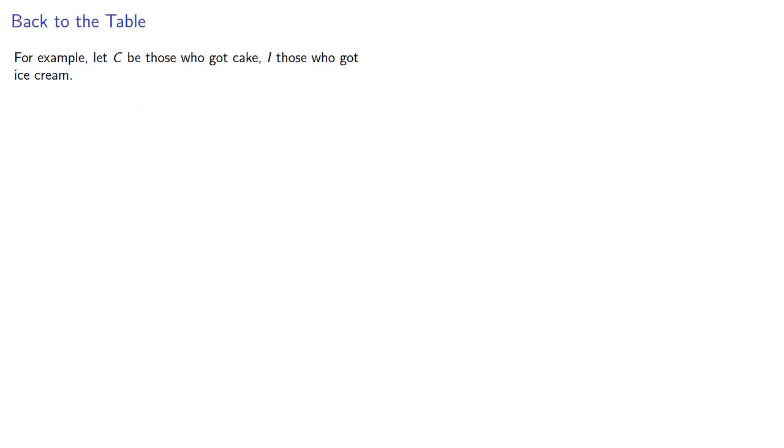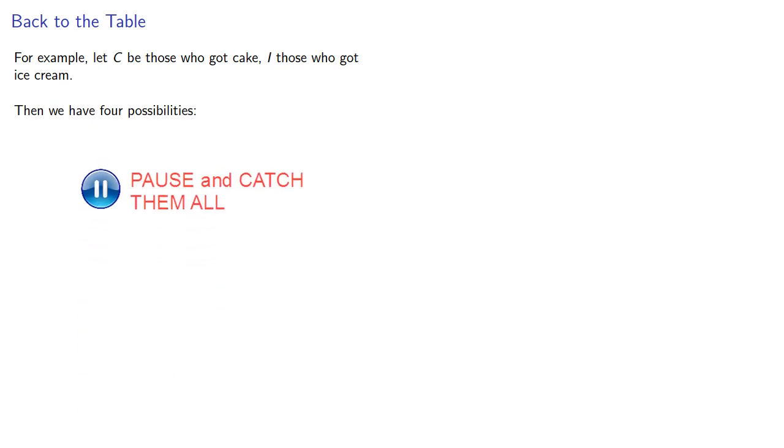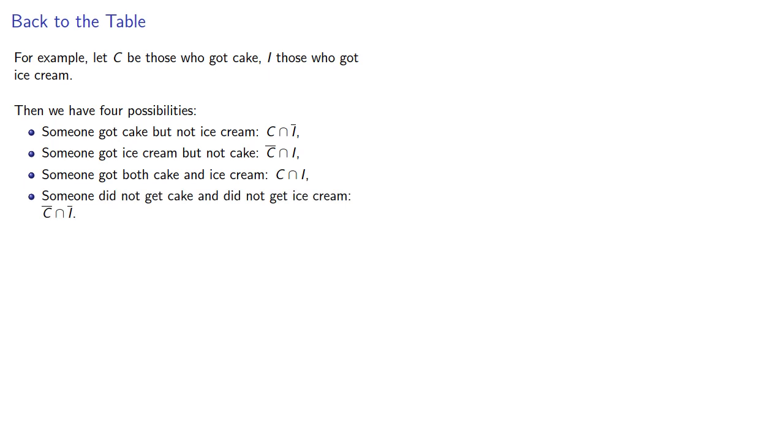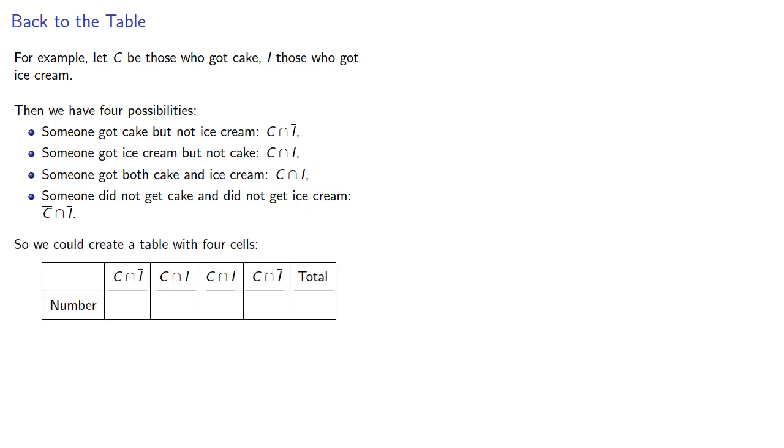For example, let C be those who got cake and I be those who got ice cream. Then we have four possibilities. Someone got cake but not ice cream, C intersect I complement. Someone got ice cream but not cake, C complement intersect I. Someone got both cake and ice cream, C intersect I. And someone did not get cake and did not get ice cream. So we could create a table with four cells, but we won't.